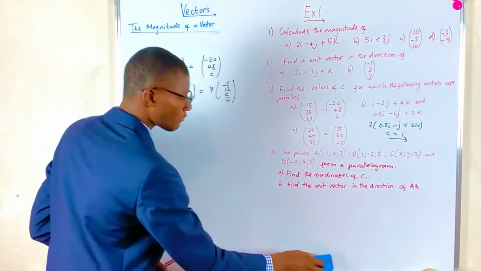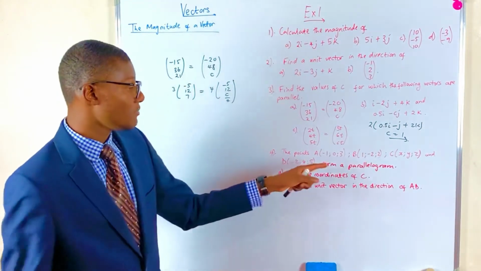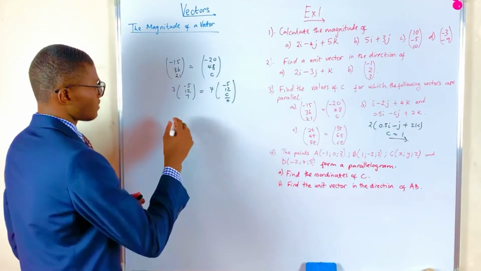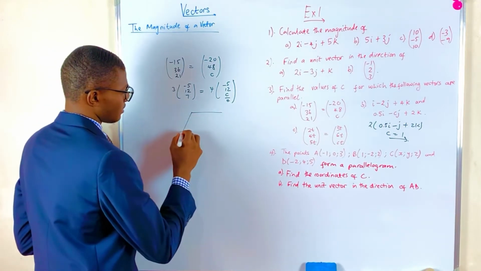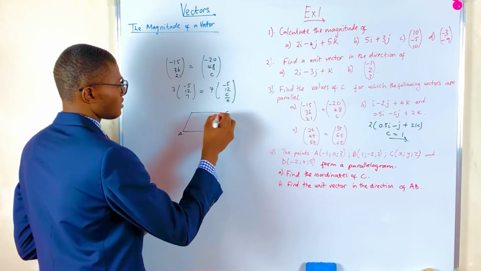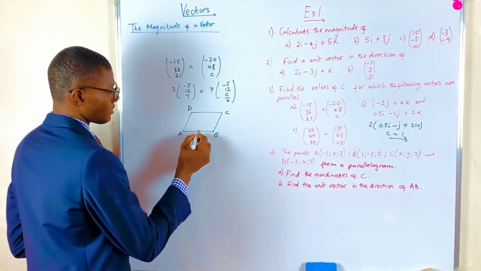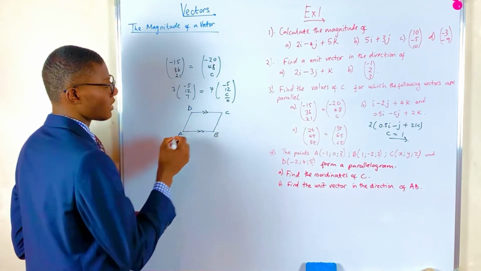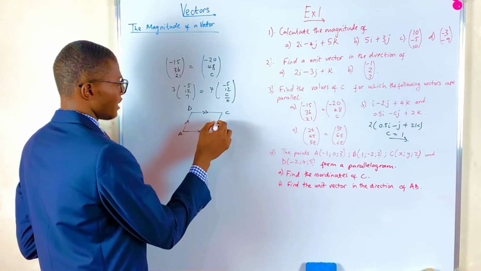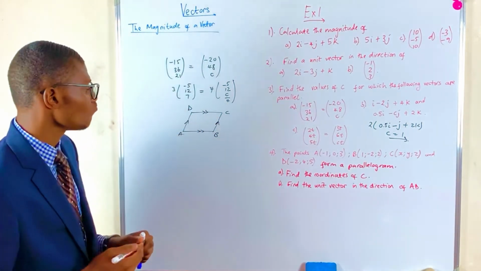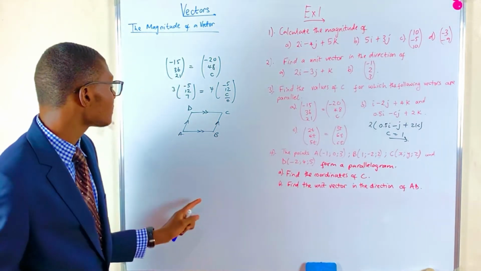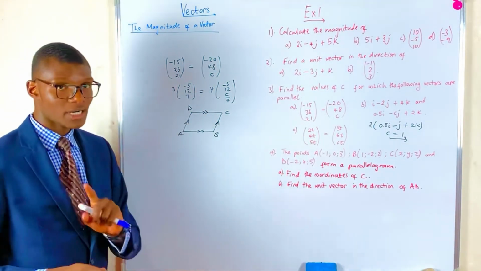Now for number 4, we've got the points A, B, C, and D forming a parallelogram. So we know that a parallelogram is of this shape, something like this. So if we say we've got our A, B, C, then D, you know that for a parallelogram, opposite sides are parallel and equal. We are supposed to find the coordinates of C, but we know that AB and DC are parallel and equal.